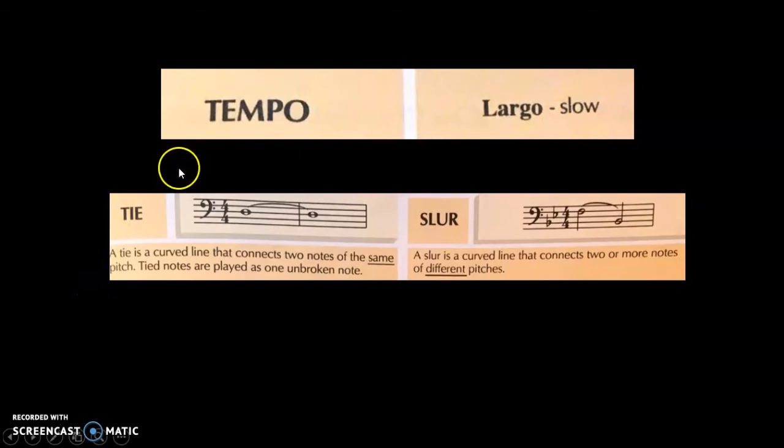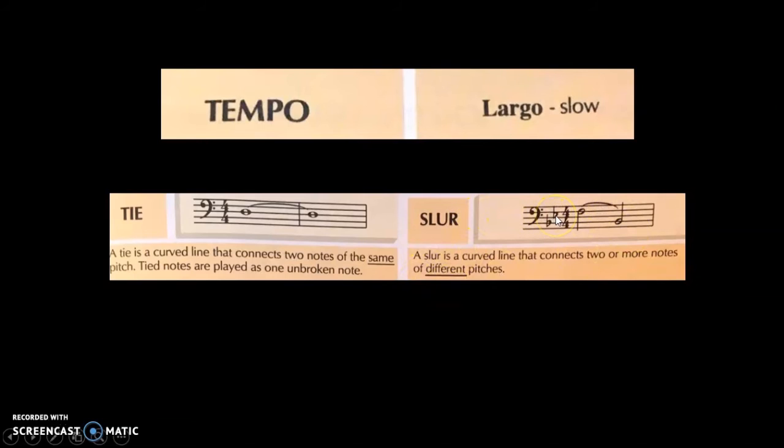And here's a little bit of review here. Tie, we see that curved line connecting the same note, and that means that we're going to add those notes together and play them as one longer note, or as the book says, tied notes are played as one unbroken note. So the two whole notes tied together, you're adding 4 beats to 4 beats, so you would hold that out for 8 beats.